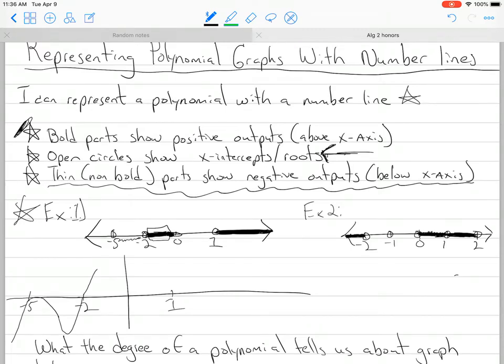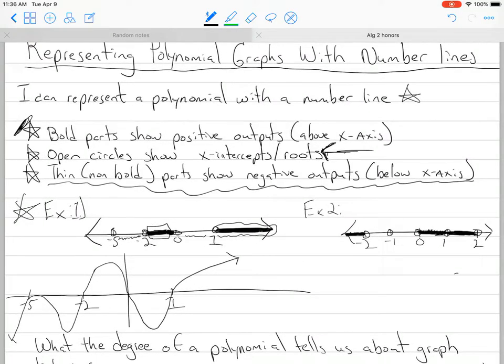And then at 0, after 0, between 0 and 1, my output goes negative. So I'm going here. I'm going to cross at 1. And after I cross 1, this is bold, so it should be positive. So it looks like it's going to go like that. So this is kind of what my graph looks like at this point.